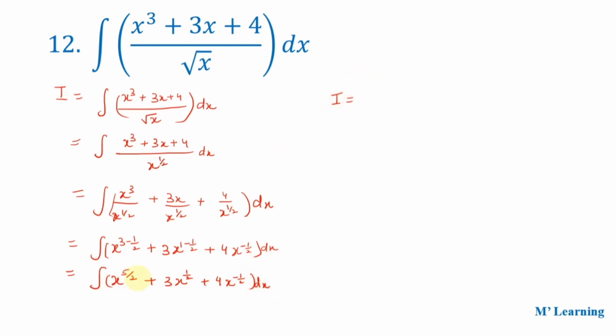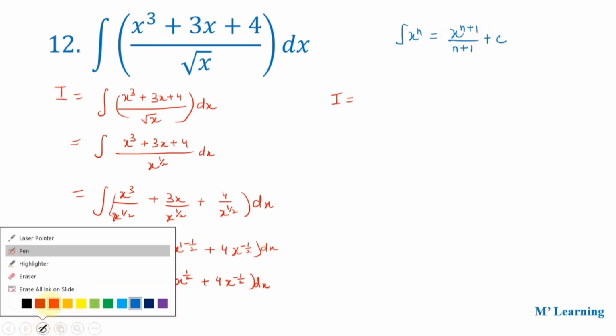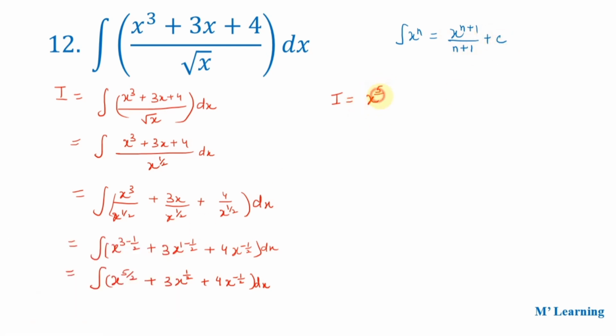So it will become x to the power 5 by 2. Here we will use the x to the power n formula: the integration of x to the power n is x to the power n plus 1 by n plus 1, plus c. So we'll use this formula. So this becomes x to the power 5 by 2 plus 1 whole by 5 by 2 plus 1. Similarly, this becomes 3 x to the power half plus 1 upon half plus 1, plus 4 x to the power minus half plus 1 upon minus half plus 1, plus c.